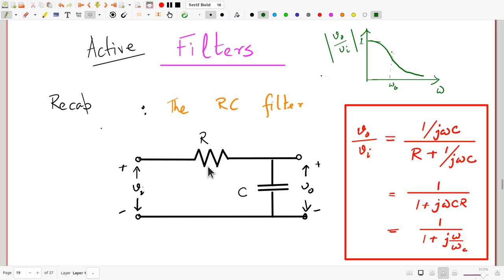But sometimes the filter effect that we have due to this RC network may not be good enough. The ideal filter, say, should be something like this. It should produce VO equal to VI, so have a VO by VI ratio of 1 whenever omega is less than omega C, and ideally should give you VO by VI equal to 0 whenever omega is bigger than omega C. So this is ideal low pass filter behavior. And so the RC filter, of course, deviates from this ideal behavior quite a bit.